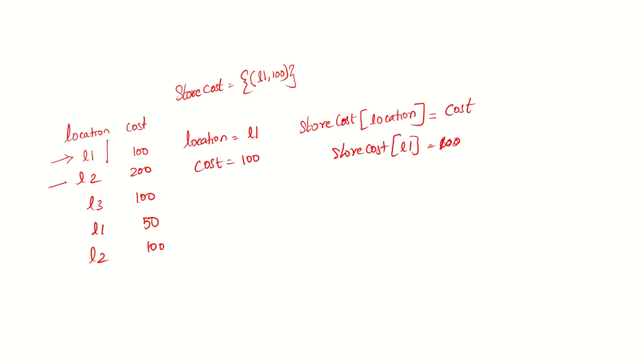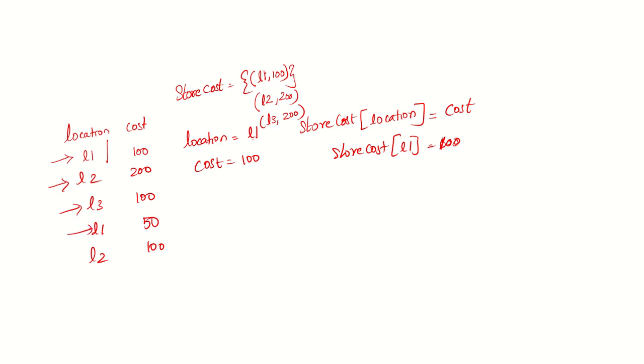Now take the second line, L2. Is it already present in the dictionary? No, it is not. Now add it. How will you add? Store cost of location is equal to cost. Location is L2 and cost is 200. Take the next one. Is it already present in the dictionary? No, it's not already present. So add this pair.